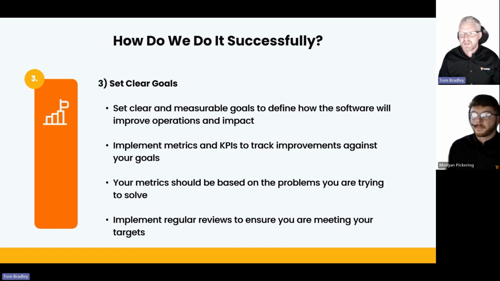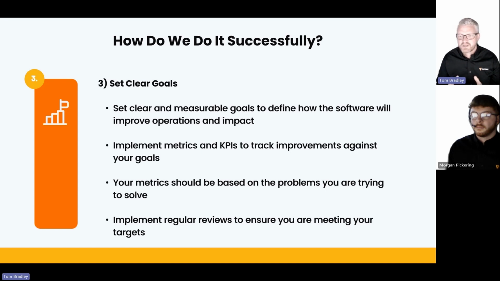And when you're looking at those metrics and KPIs, again, let's look back at why we're doing this in the first place. All the problems we're trying to solve should be the basis for the metrics we're identifying. So for example, we might want to see a certain percentage reduction in staff time filling out forms. Internally, it's important to have regular reviews throughout the implementation process, but also after your implementation, when the actual measuring of metrics and KPIs will start to take place.